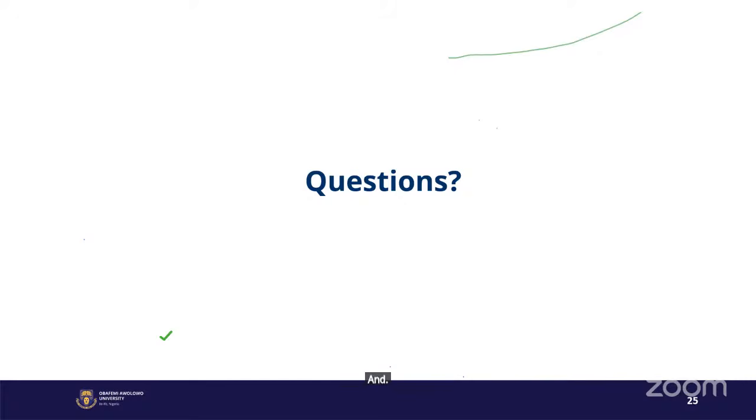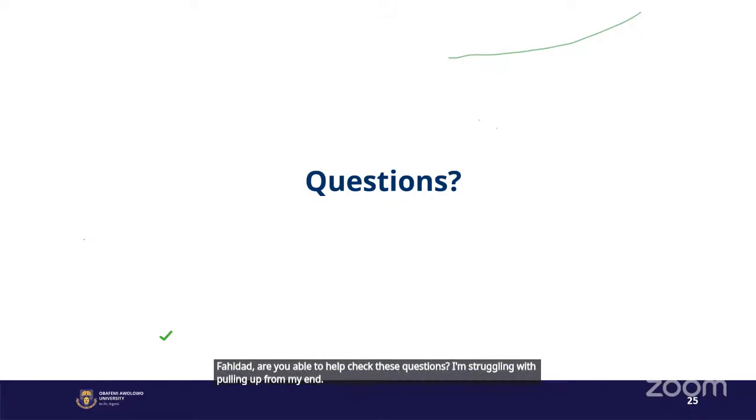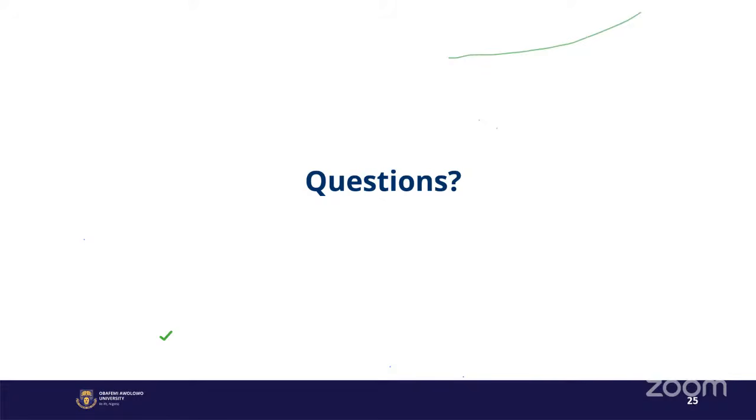All right, let me quickly read one of the questions, sir. Fahidat, are you able to help check these questions? I'm struggling with pulling it up from my end. All right, I see one. It says, can we control for confounders like the baseline health infrastructure? The audience will benefit if the presenter can give a good distinction between mediator and moderator variables.